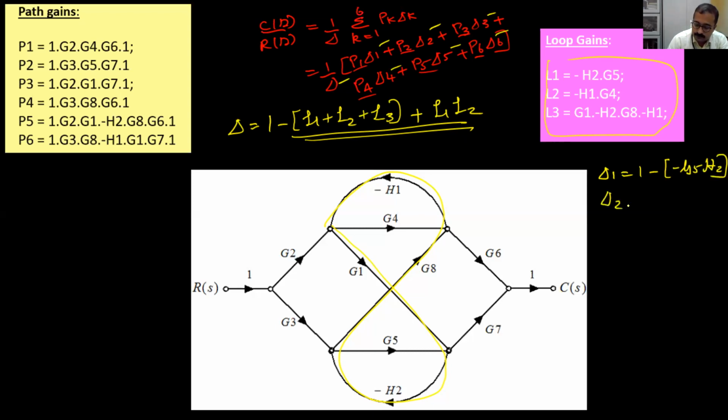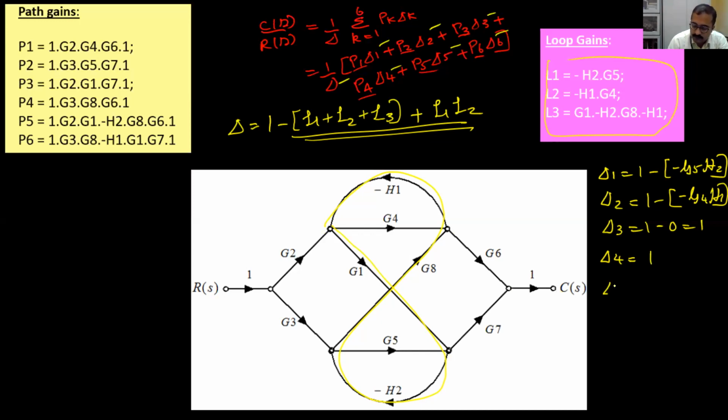What is delta 2? Delta 2 means 1 minus sum of all loops not touching second forward path. Which is second forward path? 1, G3, G5, G7, 1. So this is not touching that. I can write minus G4, H1. What is delta 3? 1 minus sum of all loops not touching third path. What's the third path? G2, G1, G7. So all the loops are touching. So 1 minus 0, 1. Delta 4, what is that? G3, G8, G6. All the loops are touching. Delta 4 is also 1.